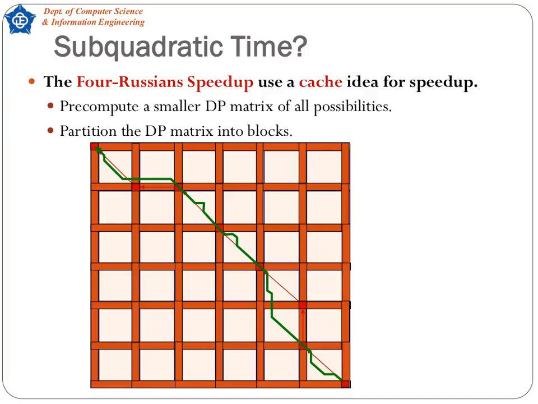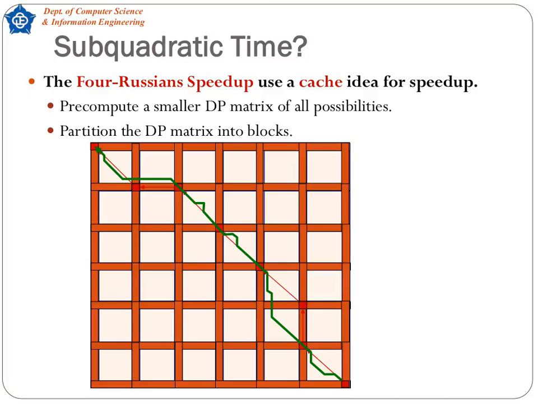In the illustration, you can see the DP grid overlaid with thick block boundaries. The red line marks the main diagonal frontier, while the green zigzag traces an example alignment path. By filling each block in constant time via cache lookups, we reduce the overall complexity below the usual quadratic bound.